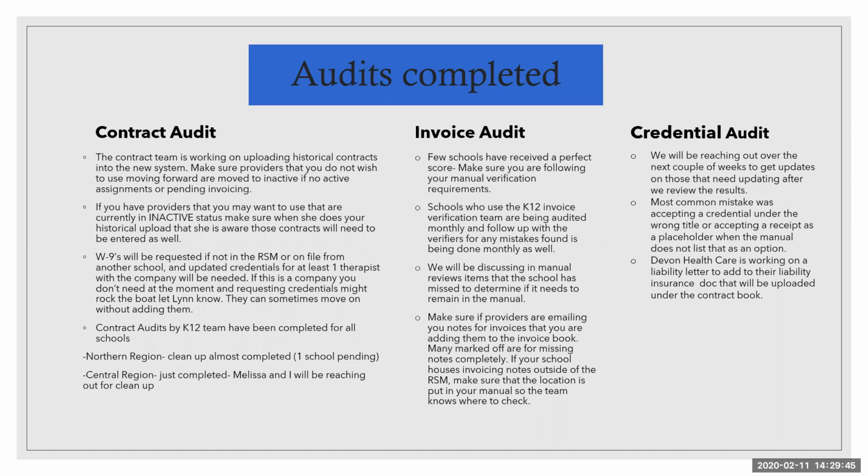Then we have the invoice audit, and this is done monthly for those of you who use K-12 verifiers. So they go in monthly, they check to make sure our team is doing the right thing. And if our team is not doing the right thing, then they try and help them with those mistakes, and we'll audit them again the next month for a new score. Very few schools have received a perfect score. Most are nowhere close to it. So we just got these in last week, and I just keep staring at them and thinking, really?